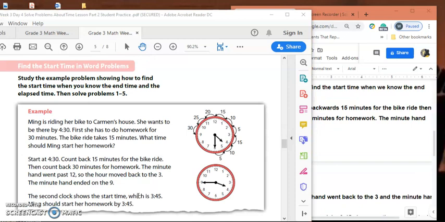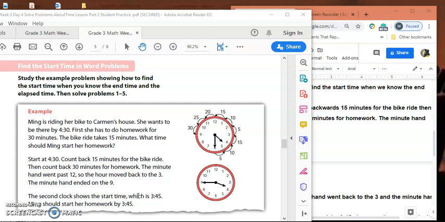Okay, scholars, please let's go to page 237. Okay, and it says, study the example problem showing how to find the start time when you know the end time and the elapsed time. Okay, then we're gonna solve problems 1 through 5. Okay, so the example.